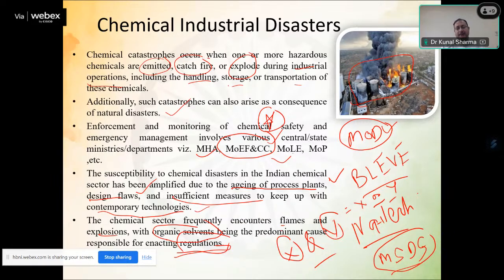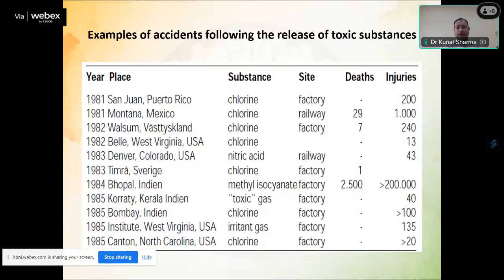Whenever we use these chemicals and mix them, at any time they will show a different property. So this is basically the cause responsible, and we focus on these particular parameters. These are the basic things about chemical industrial disasters, which we focus upon.